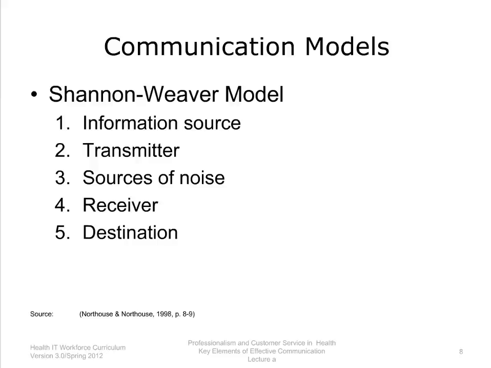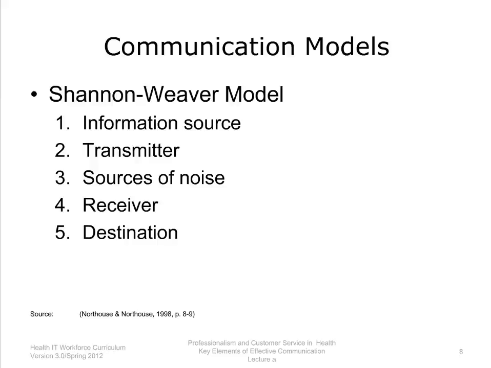The transmitter refers to the person who will be sending the message. Sources of noise refer to anything that creates difficulty in receiving the message. An example would be if there is a psychiatric patient in the emergency room who is yelling at everyone who passes, asking for tobacco products. If someone were trying to talk to you while this is going on, the actual noise might make it difficult for you to get the message.